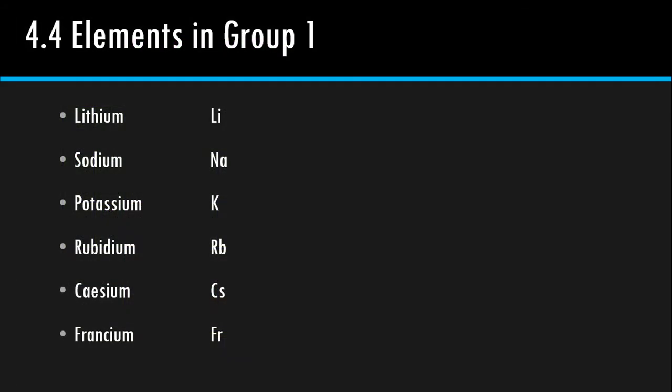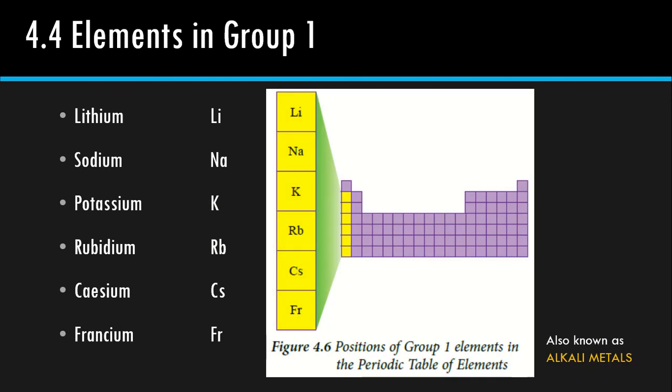So the elements in group 1 are lithium, Li, sodium, Na, potassium, K, rubidium, Rb, cesium, Cs, and francium, Fr. So you must remember and memorize the chemical formula for each element in group 1. Okay, so group 1 is also known as alkali metals. So alkali, you know, right?